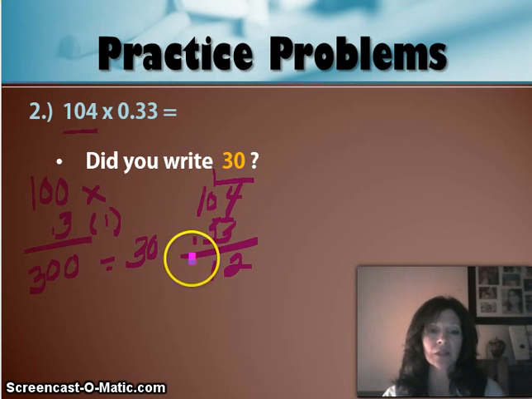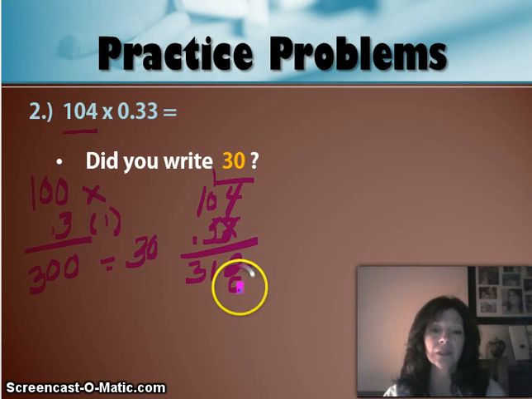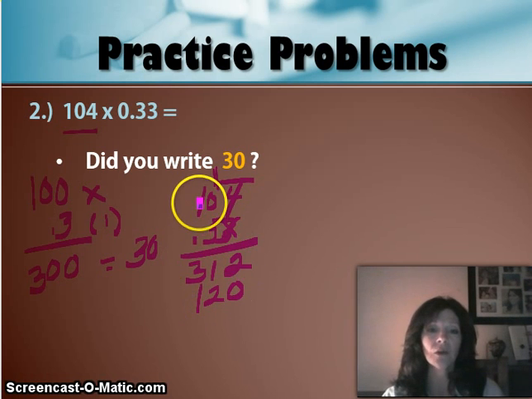3 times 1 is 3. I'm done with the number in the ones column, so I'm going to place a 0 here. 3 times 4 is 12. Carry a 1. 3 times 0 is 0. Plus 1 is 1. 3 times 1 is 3.